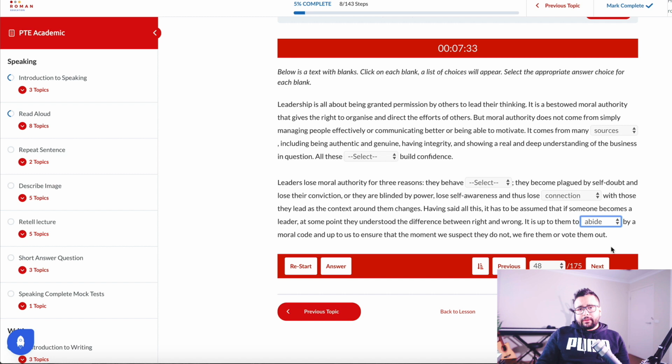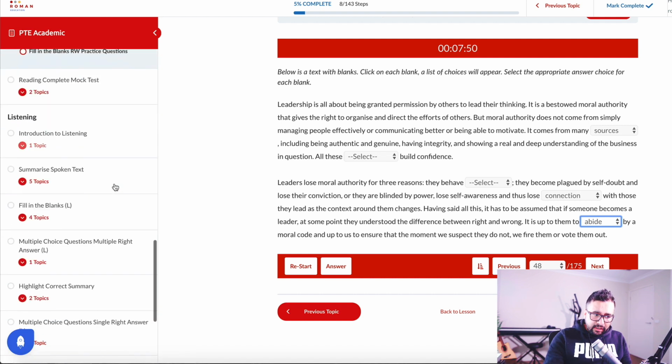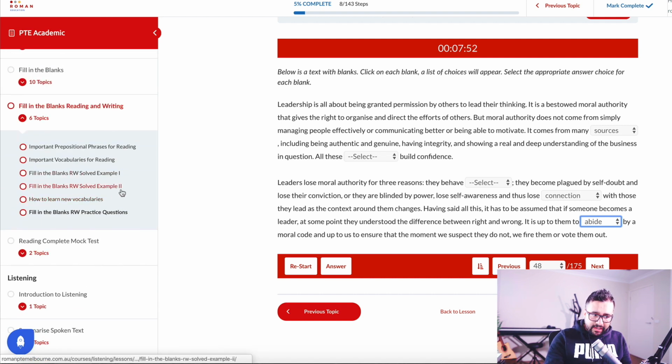So basically, I went through a few things that you need to do before your next test if you want to do better in this question. First is you have to go through the academic word list. And if you are our student, you have to go through the modified academic word list, which you can find here on the reading section. Fill in the blanks reading section, and here how to learn new vocabularies and important vocabularies for reading and important prepositional phrases for reading. These are the skills that you need to develop by going through these topics here.